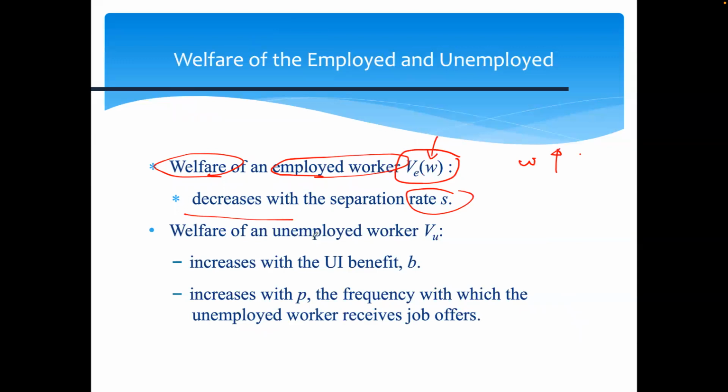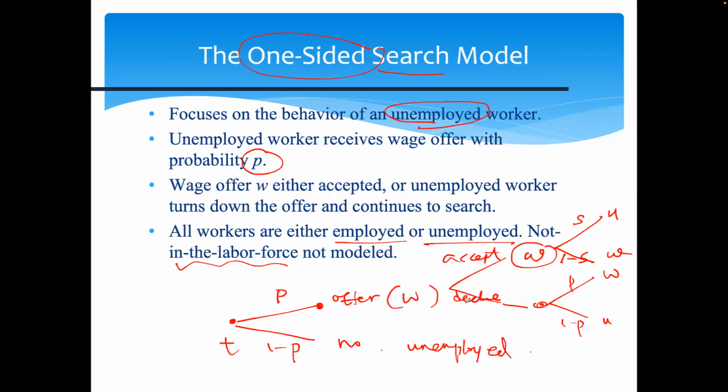Now let's look at the welfare of an unemployed worker, V of U. This is a little bit complex, right? So let me go back. For an unemployed worker, with probability P, you're going to receive an offer. With probability 1 minus P, there's no offer. So for an unemployed worker, their welfare is going to depend on two things. One is whether they're going to receive an offer or not. That's going to be captured by P and W. And the second is what they're going to get if they stay unemployed.